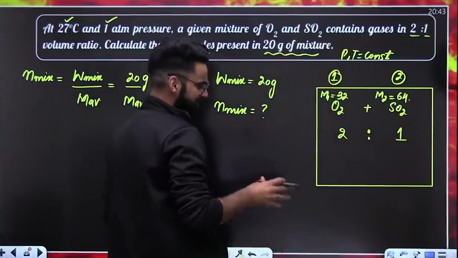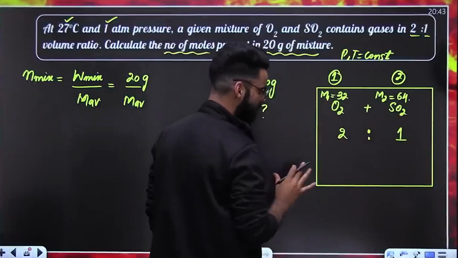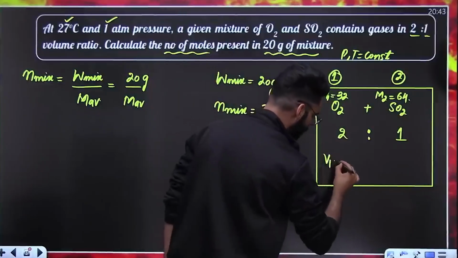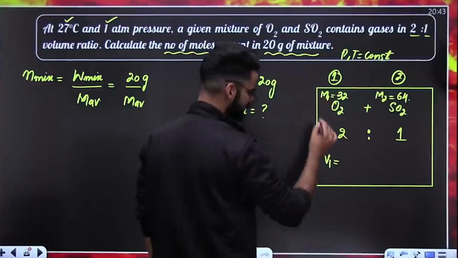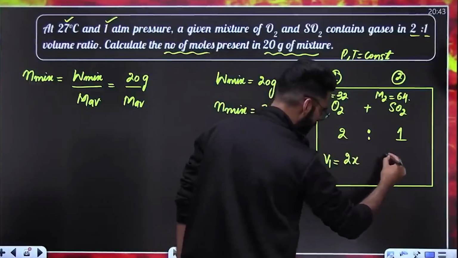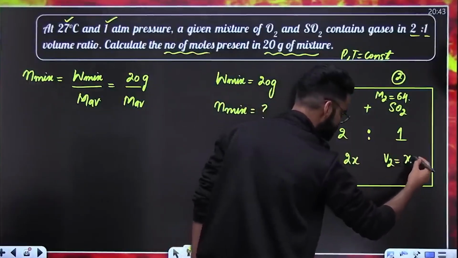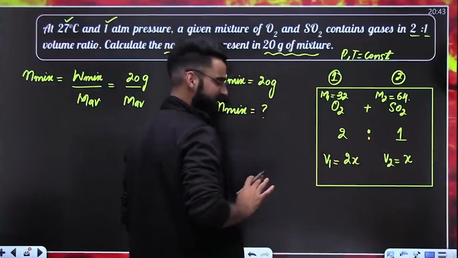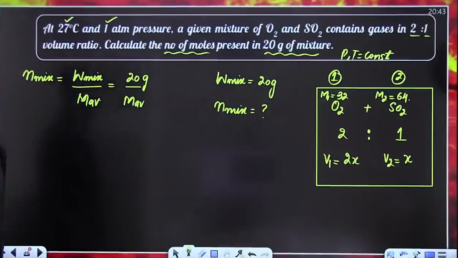My dear students, since they are present in the volume ratio of 2:1, what is going to be the volume of O2 here? What is the volume of gas 1 here? It has to be 2x, and the volume of gas 2 has to be x. Simple, multiplying both sides by x. That's all. V1, V2 we got.